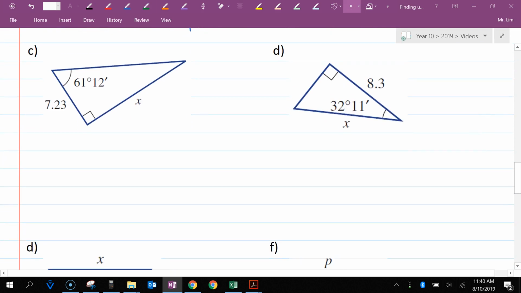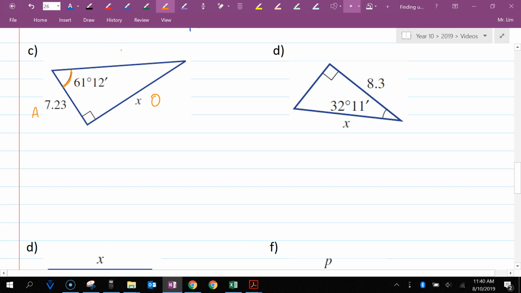Have a go with C yourselves. Pause the video, and when you're ready to continue on, just press play. Okay, so here we're going to label x is opposite the angle given. 7.23 is adjacent to the angle given, because we know this is the hypotenuse, but there's nothing here, so I'm not going to use it.